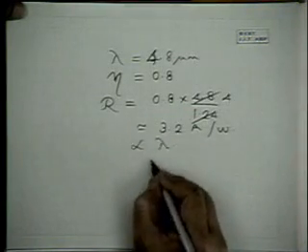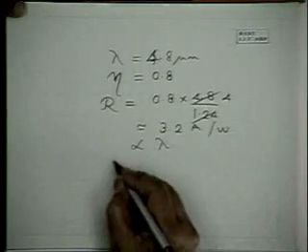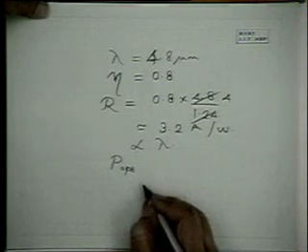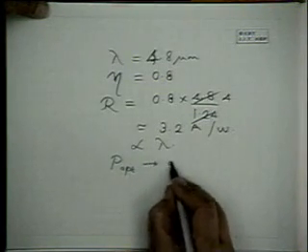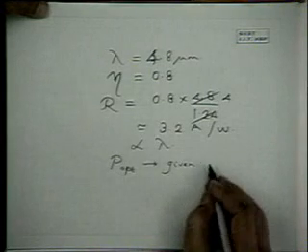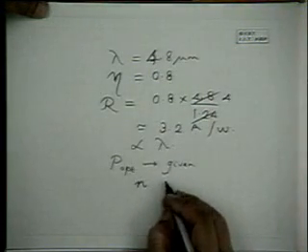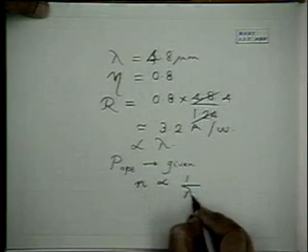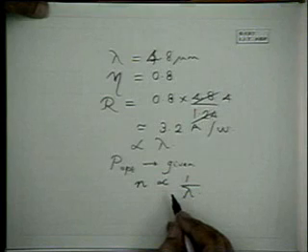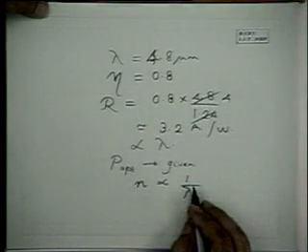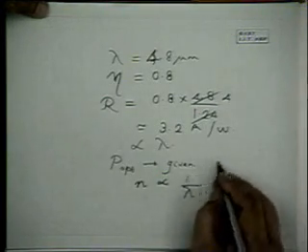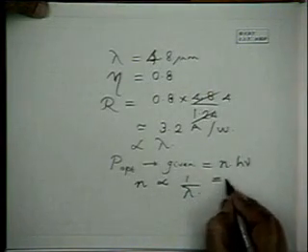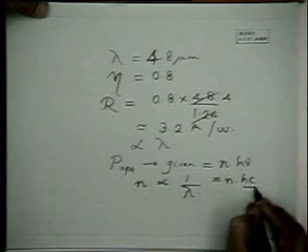Why is that? Because for a given P opt, the number of photons is obviously inversely proportional to lambda, right? Because P opt is n times h nu, and h nu is h c by lambda.